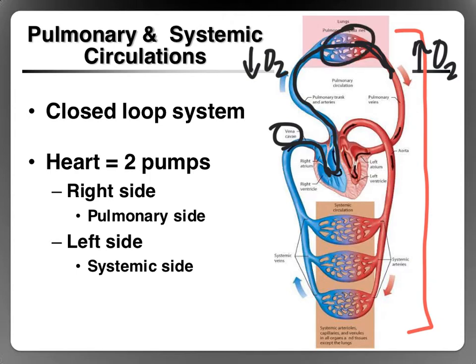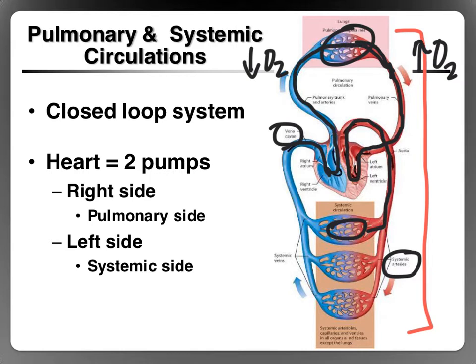Okay, so it goes through the pulmonary vein, blood flow re-enters the heart in the left atrium, goes through the AV valve into the left ventricle, leaves the left ventricle, leaves the heart through the aorta, and from the aorta it branches out into all the arteries of the body, which branch into the capillaries. And in the capillaries is where we drop off oxygen.